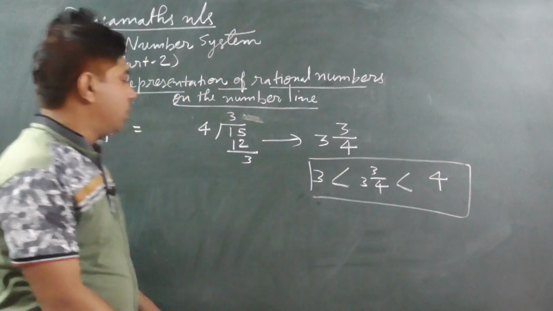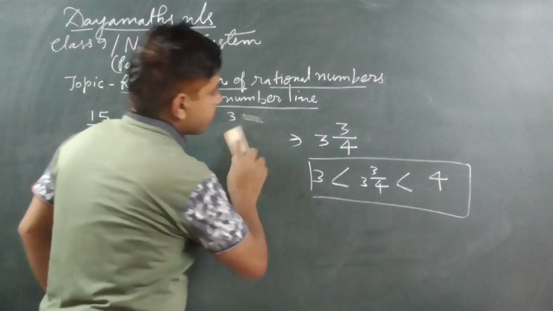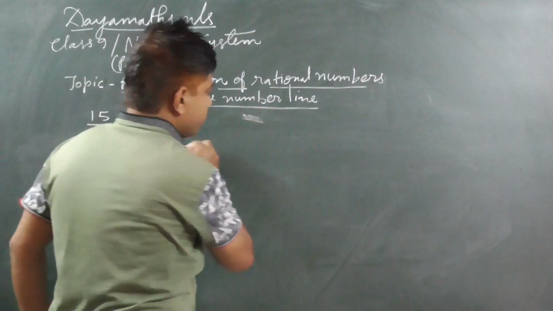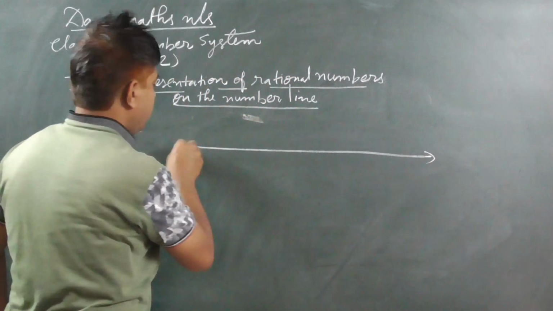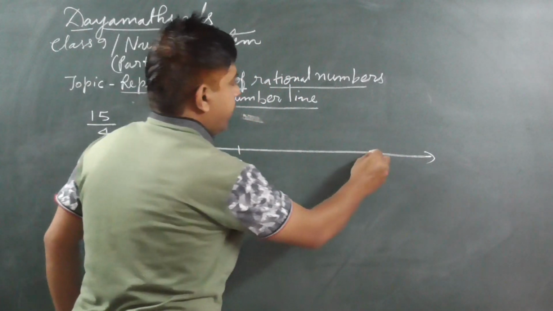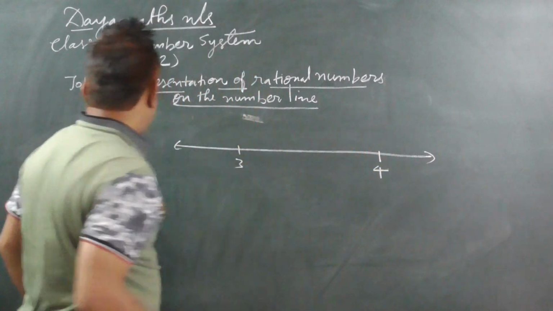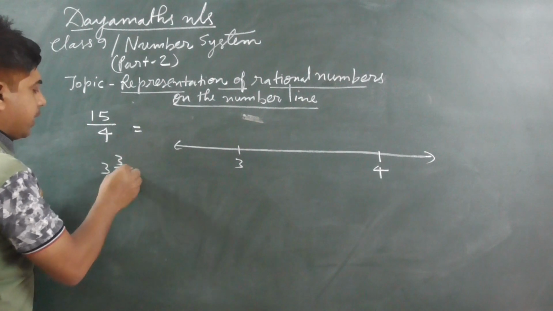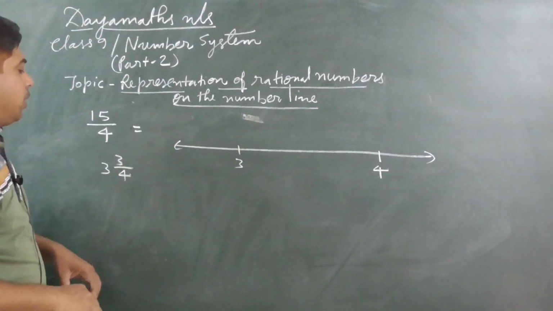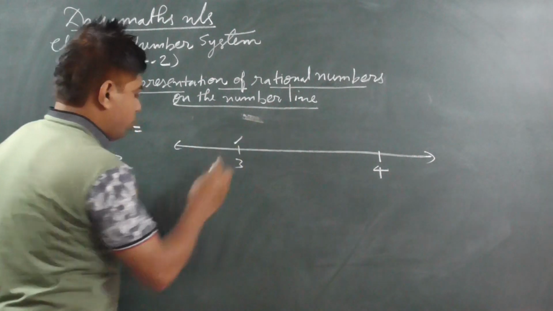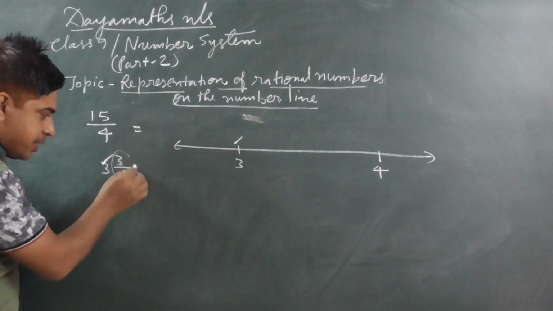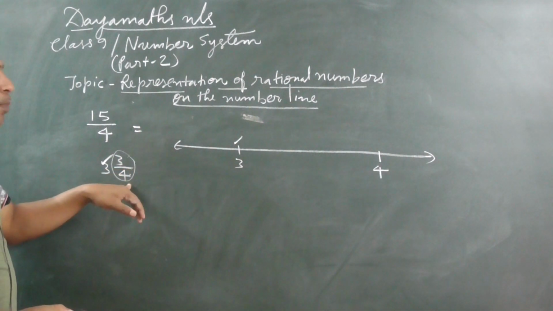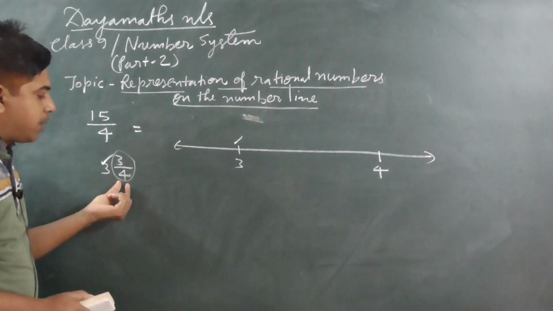By this way. So just draw a line. I am going to write here only 3 and 4. Clear? Now, as a mixed fraction, you got here 3 and 3 by 4. So 3 is already here, and we have to show this result only. So you have to check how many parts it has in the denominator. Clear? So you are going to get 4 parts.